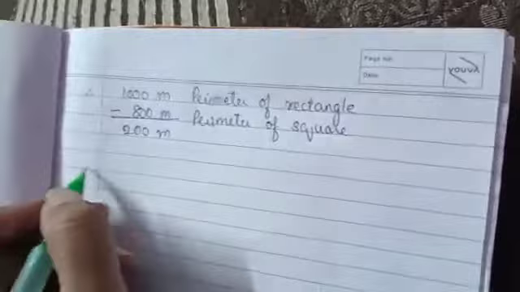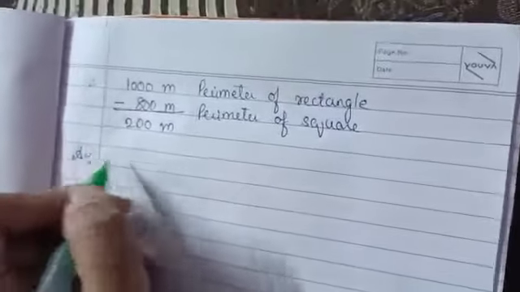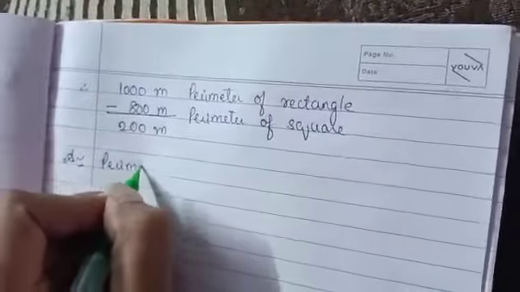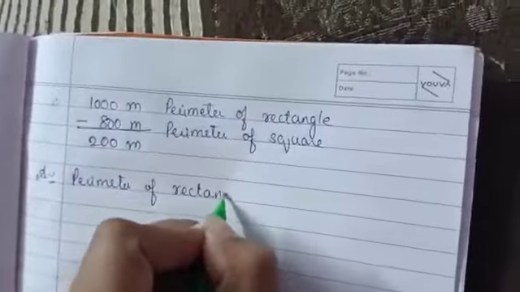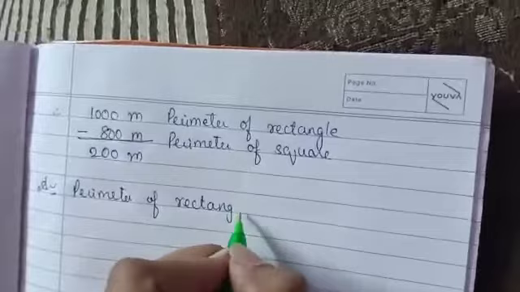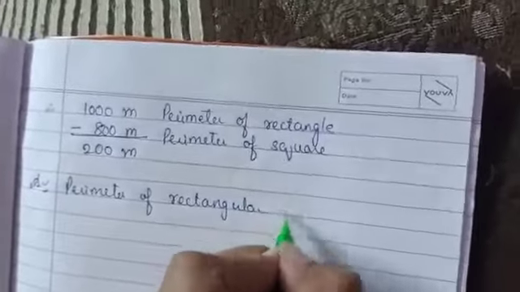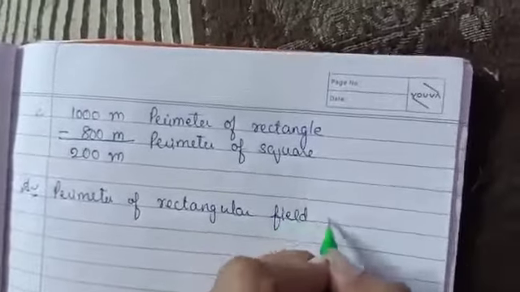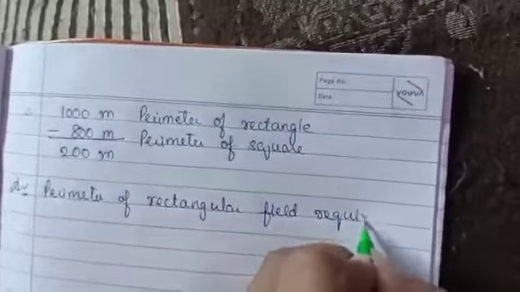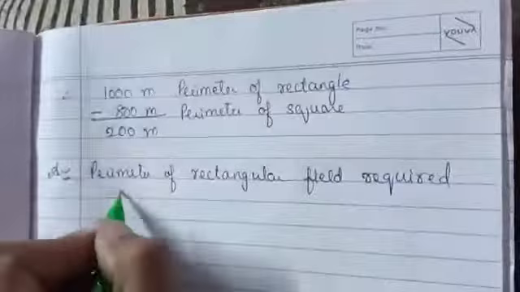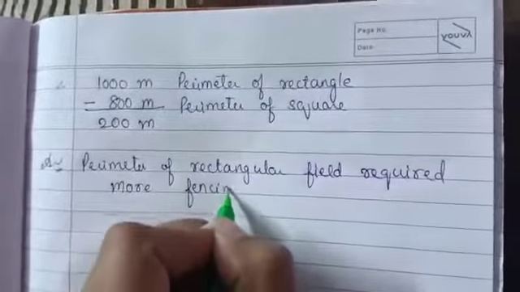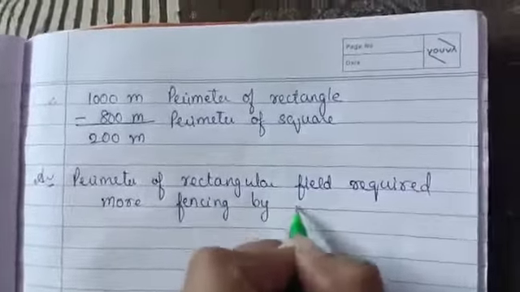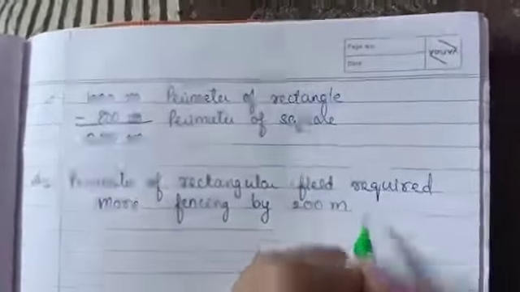Okay. So what will be my final answer? Answer is, the rectangular field requires more fencing by 200 meter. Thank you.